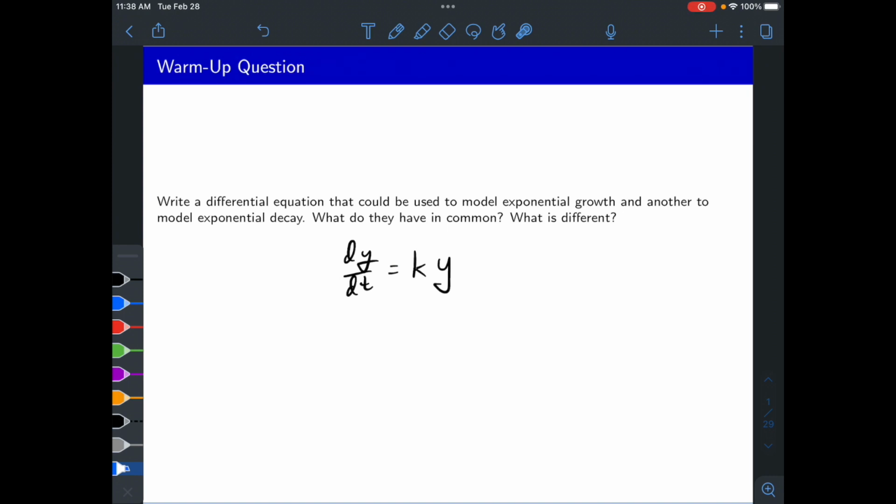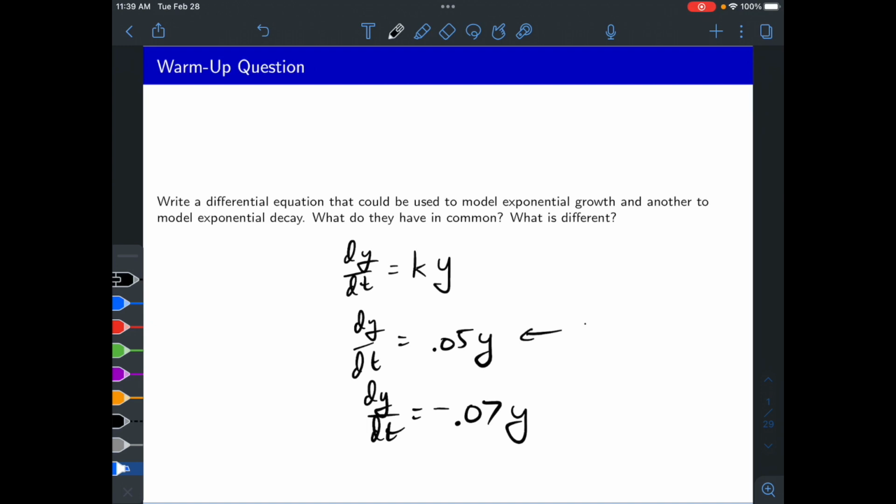So if your population is increasing by 5% each year, then you'd have dy/dt is equal to 0.05 times y. And if it's decreasing by like 7% each year, you might have something like dy/dt is equal to negative 0.07 y. So over here we have exponential growth, and over here we have exponential decay.